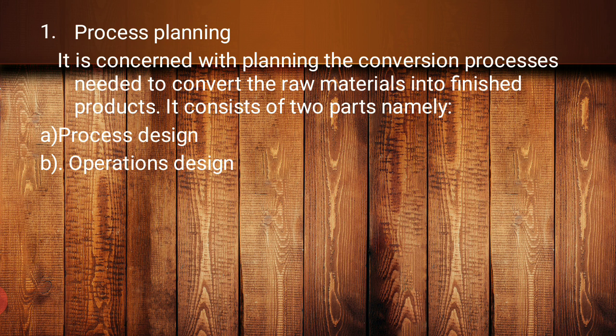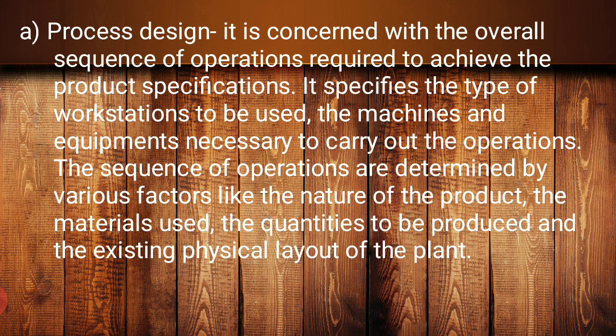At that time we can divide this process planning into two parts. What are those two parts? One is process design, and the other one is operations design. Both are different from each other, so please do not mix it up. Okay, so process planning has two aspects. Process has two aspects: process planning, process selection. Again, process planning has two things to understand, that is what is process design and what is operation design.